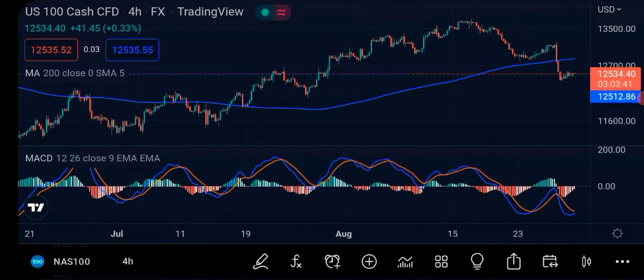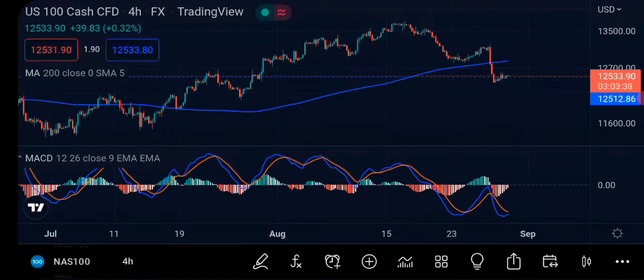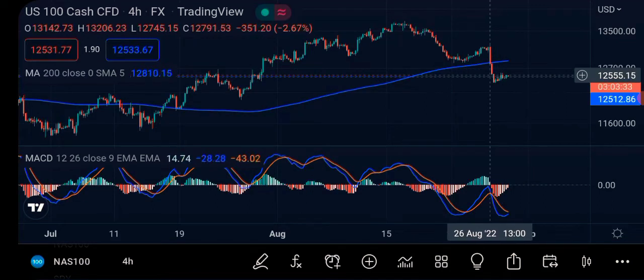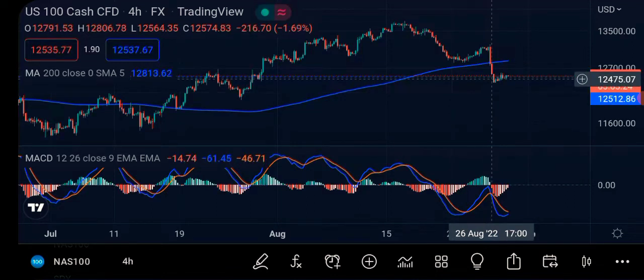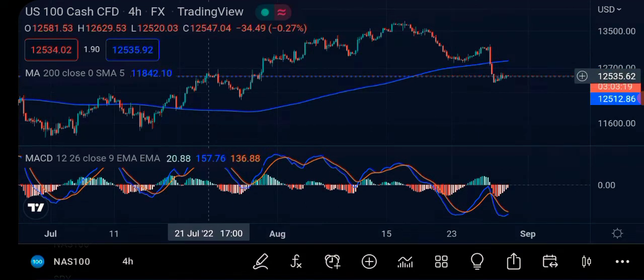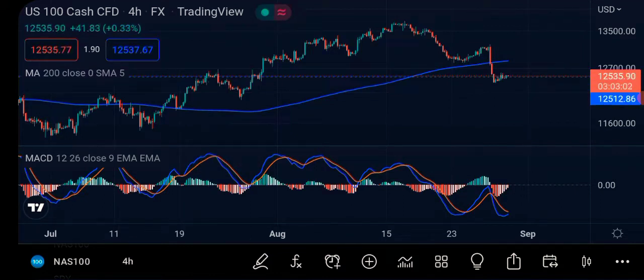Okay. Now you can see this setup here. At this angle, at this area here, that's a support zone. And around here, if you go back to the earlier, you see that it's a resistance zone. So it's a former resistance and a new support.